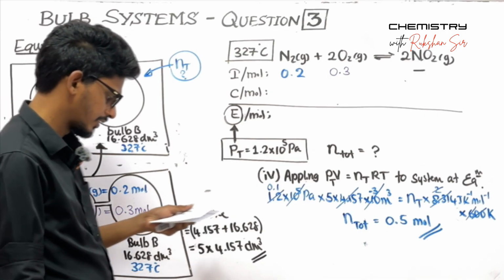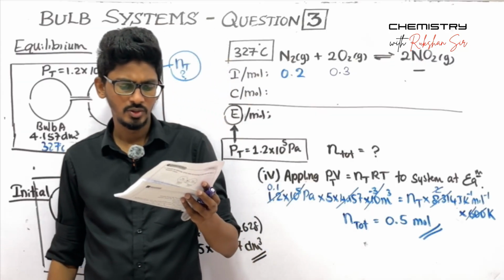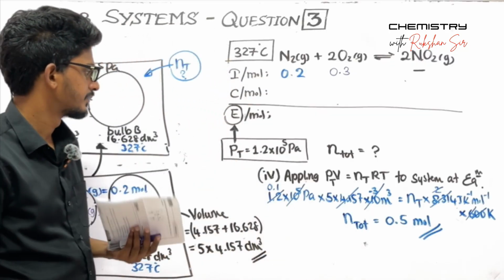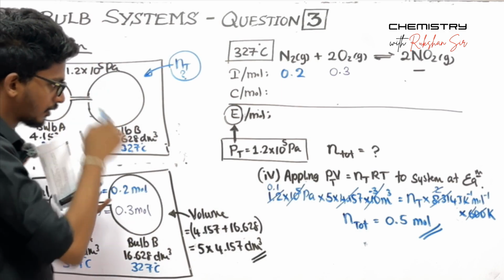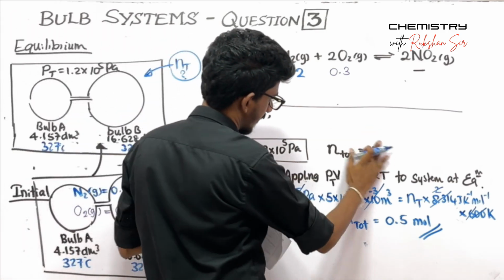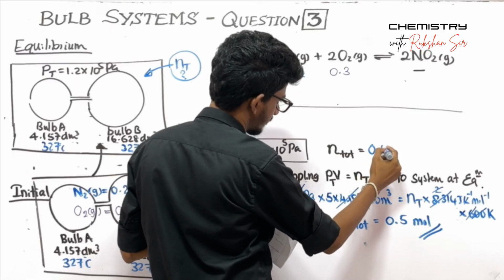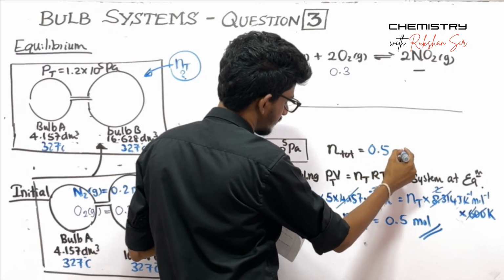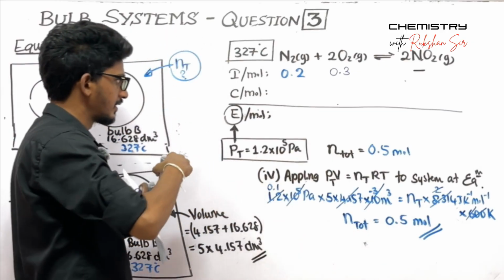What about Roman number 5? Number of moles of N2 and O2 and NO2 separately, right? So now we know the N in total. Now we know the N in total as 0.5, right? Now they are asking these values.